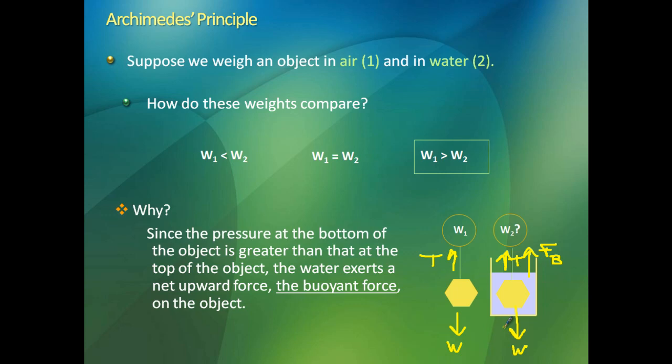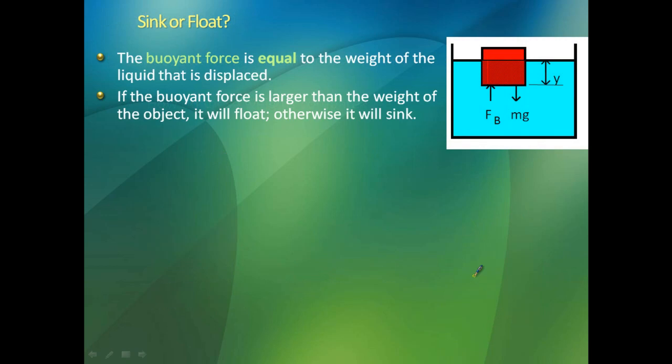Since the pressure at the bottom of the object is greater than at the top of the object, the water exerts a net upward force, the buoyant force, on the object. So pressure is greater down here, it's pushing up on this guy, that's called the buoyant force, and it decreases the weight of this object. So if you weigh yourself in the pool, you're going to weigh less. The buoyant force is equal to the weight of the liquid that's displaced, we've already said that. So if the buoyant force is larger than the weight of the object, it will float, otherwise it will sink.